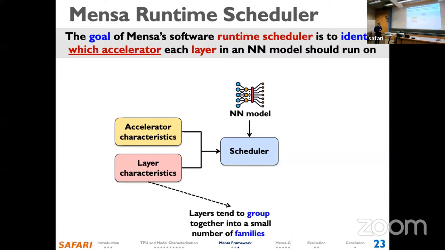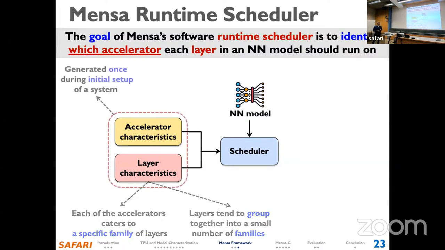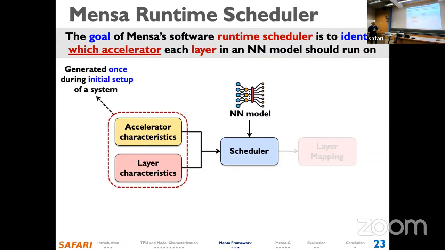So as I said, the layer characteristics tend to group into a small number of families. And also each one of the accelerators is going to cater for one of those families. And then what is going to happen is the scheduler is going to take each one of those layers prior to the execution, use these properties that were inferred for the accelerators before, and tell, layer by layer, which one of the accelerators this particular layer should execute on.